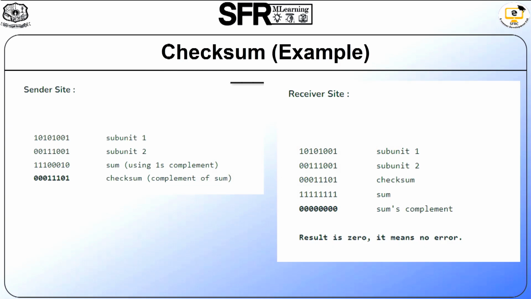So this is the example. At the sender side, segment 1 and segment 2 are added, and the added value is complemented. The bold value is the checksum value. Then at the receiver side, the 2 segments along with the checksum are added, which gives all ones. On complementing the value, we get 0. If so, then there is no error.